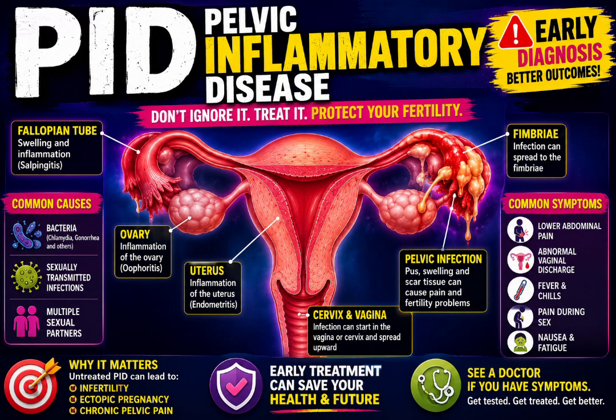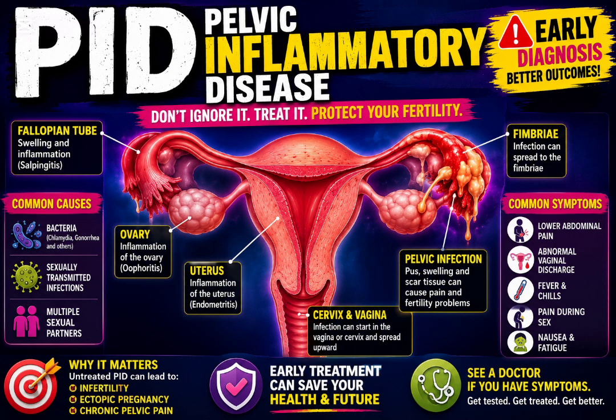PID often develops when bacteria move upward from the lower genital tract. Some common causes are sexually transmitted infections such as chlamydia and gonorrhea, although other bacteria can also be involved. One important thing to remember is that PID does not always cause obvious symptoms.